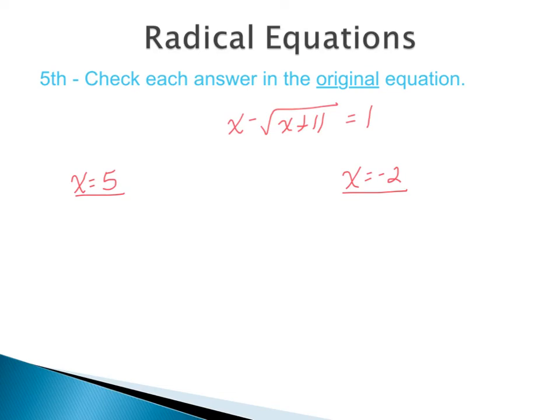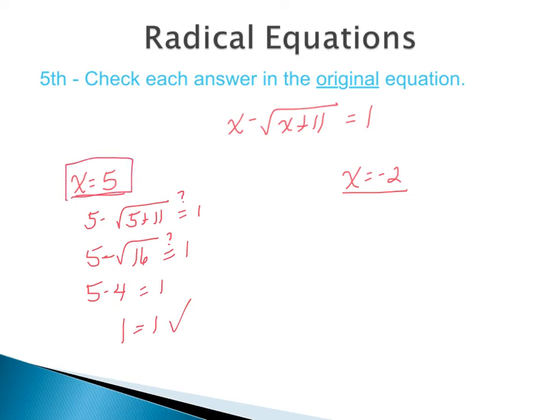So we have x equals 5 and x equals negative 2. Starting off with x equals 5, I would plug this in as 5 minus the square root of 5 plus 11 equals 1. Well, 5 plus 11 is going to be 16. So we would have 5 minus the square root of 16, which is 4, equals 1. So we get 1 equals 1. This does make sense. So that means that x equals 5 is a solution.